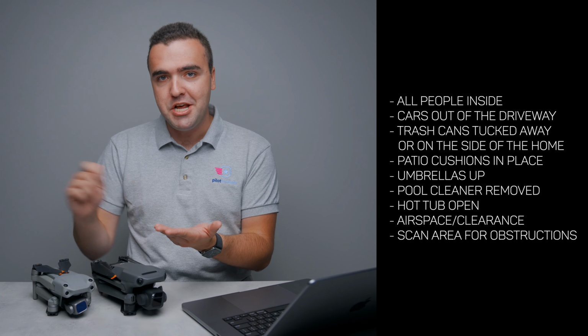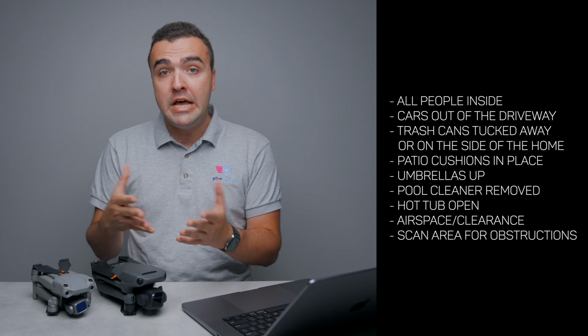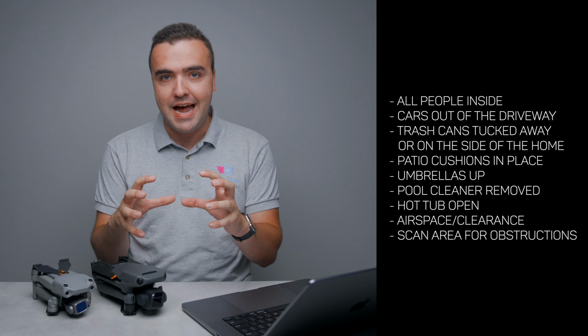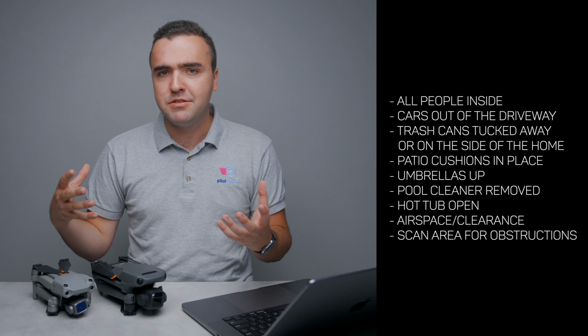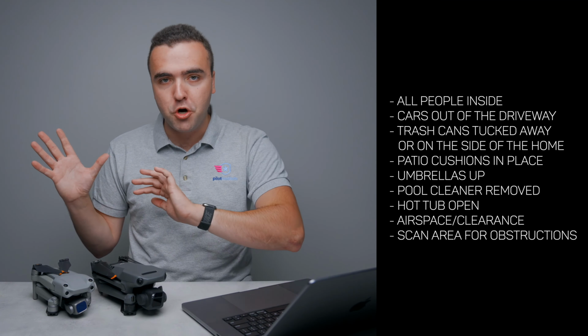I've made a quick checklist here that I don't actually carry around with me and check off, but they're just things that go through my mind as I'm trying to capture these aerial photos to show the property in the best way possible. So I first want to make sure that all people are inside. They're not wandering around to the outside of the home. You wouldn't want to just have the homeowner standing in the middle of the lawn. So make sure all people are inside.